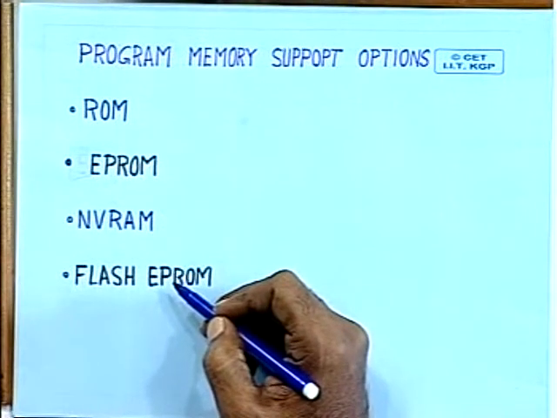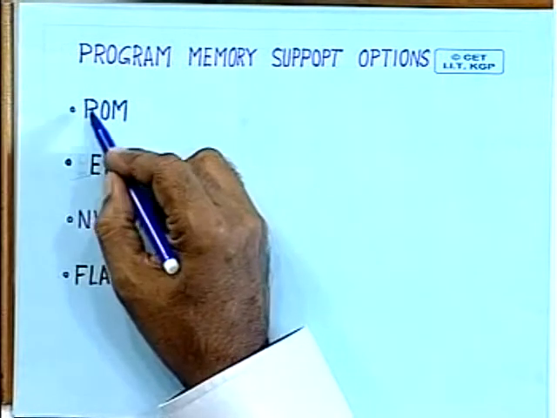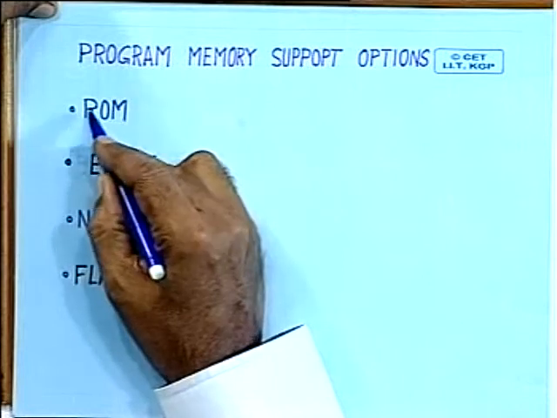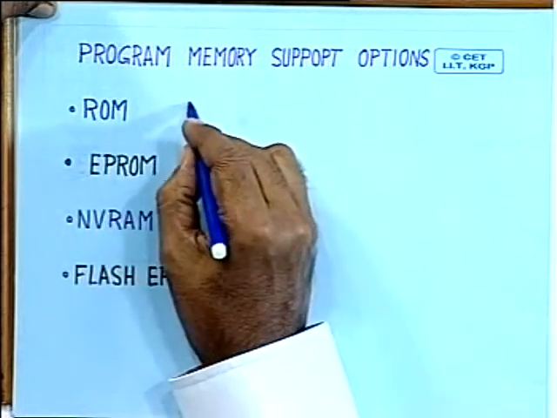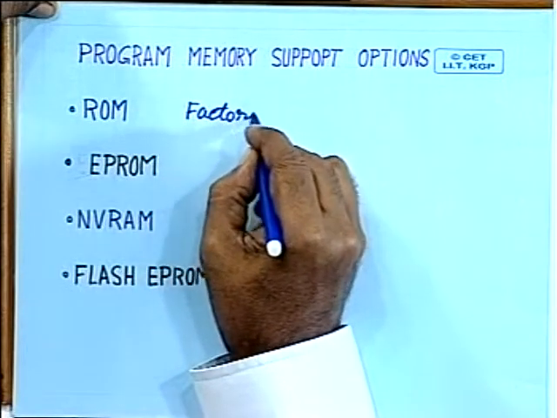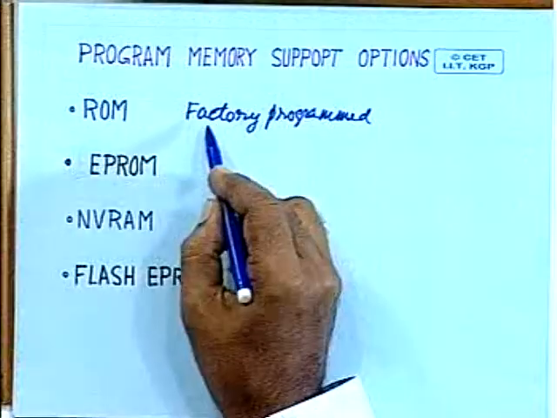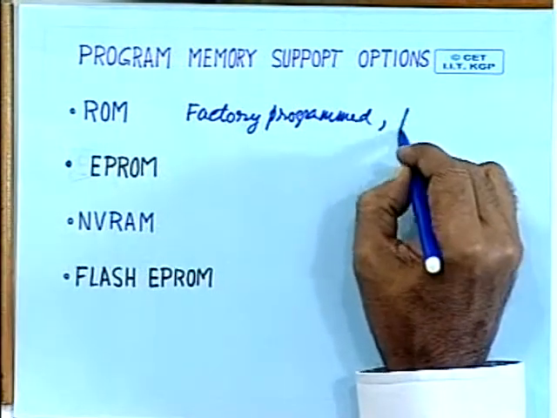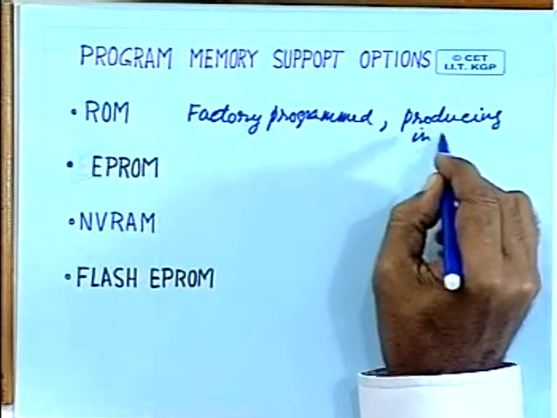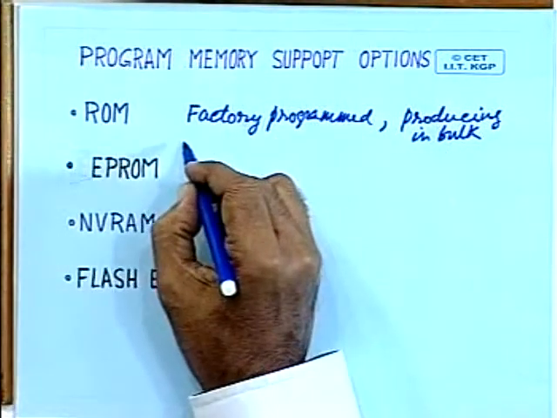Program memory obviously has to be some kind of ROM, but you have a number of variations. The first one is read-only memory. In case of read-only memory, this particular device, the ROM, is factory programmed. That means it is programmed at the time of fabrication of the device, and this memory can be used only when you are producing in bulk. That means you are manufacturing a particular equipment in large numbers, in thousands. Only then it is cost effective, because it is factory programmed. At the time of manufacturing, the fabrication house does the programming of this ROM, and it cannot be reprogrammed.